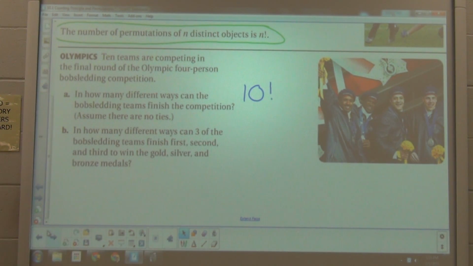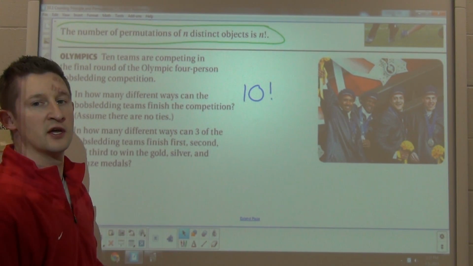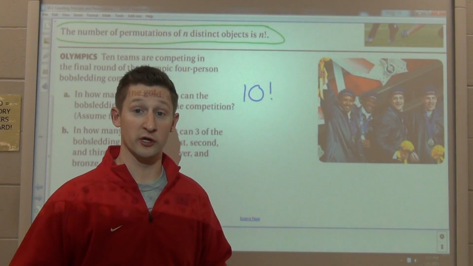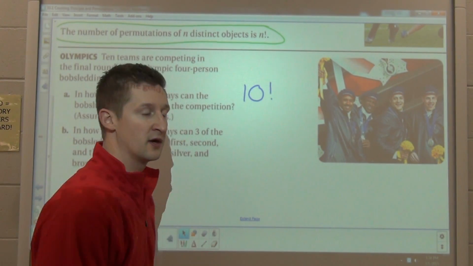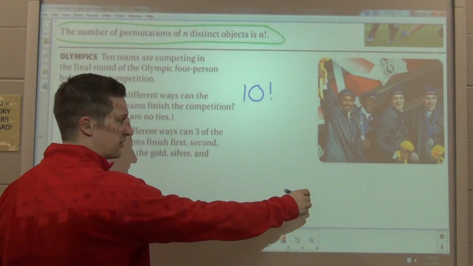It says, in how many different ways can 3 of the bobsledding teams finish first, second, and third to win the gold, silver, and bronze medals? I'm going to ask you to think about this in a couple of different ways. First, if we relate it to what we worked on earlier with the fundamental counting principle, I could maybe just set up a diagram and think about it this way.